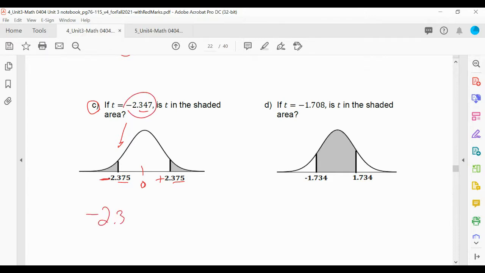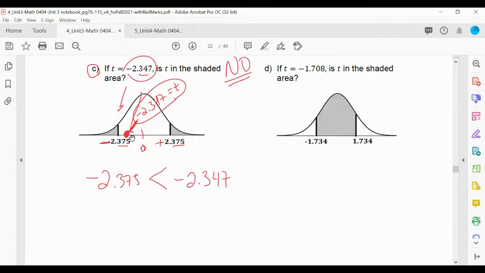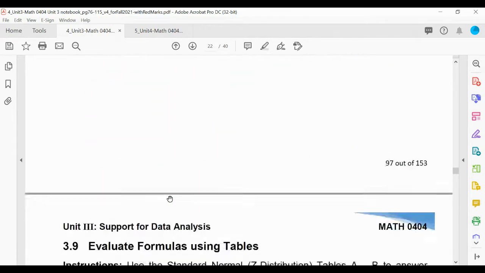So negative 2.375 is less than negative 2.347. If we were to plot this t value, that t value right here would be negative 2.347. If we were to graph it, is it in the shaded region? The answer is no, it's not in the shaded region. So you have to compare the decimal with the decimals that are graphed, and determine if they're inside or outside the intervals.